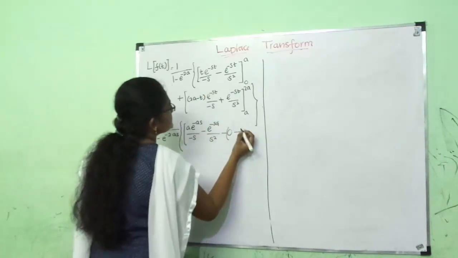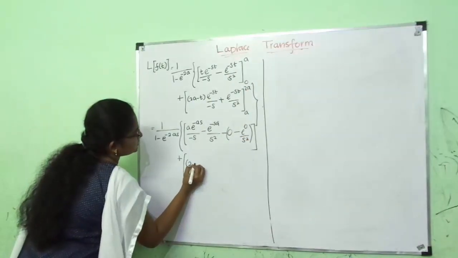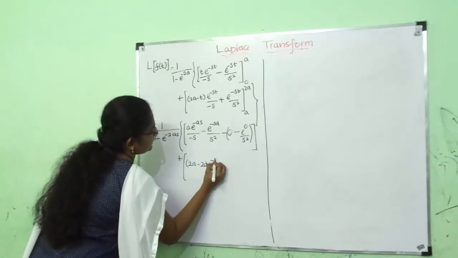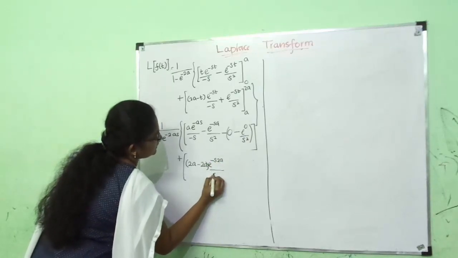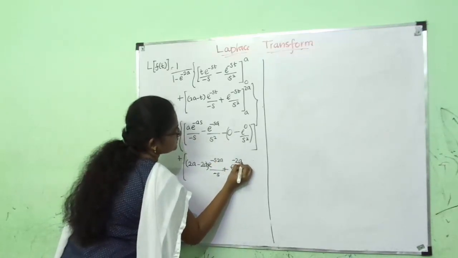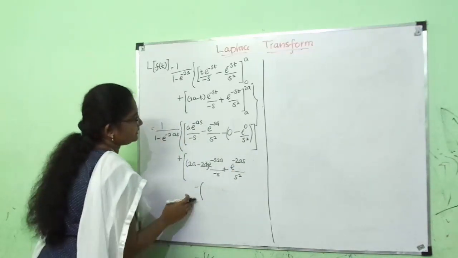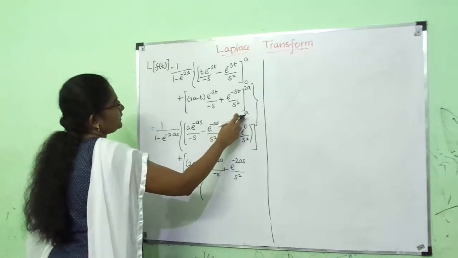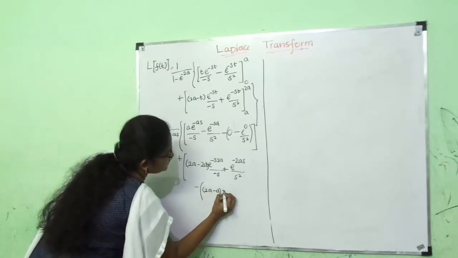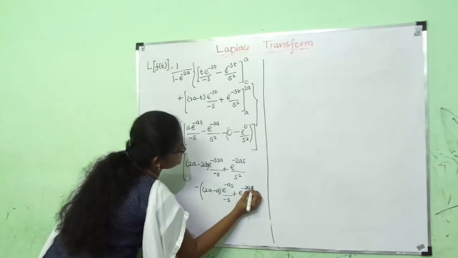Next one, minus e power 0 by s square plus 2a minus, the upper limit is 2a into e power minus 2as divided by minus s plus e power minus 2as by s square, minus of, that is while applying lower limit there will be a minus sign. The lower limit is a, so put a in the place of t, 2a minus a into e power minus as by minus s plus e power minus 2as by s square.